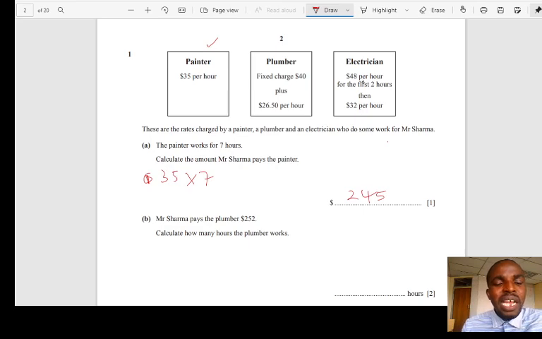Part B, Mr. Sharma pays the plumber $252. Calculate how many hours the plumber works. So check, the plumber is here. He's paid a fixed charge of $40 plus $26.50 per hour. In this case, the number of hours worked is unknown, so you let it be x. Let the number of hours worked by the plumber be x, which means 40, that's the fixed charge, plus the amount paid per hour, $26.50, times the number of hours worked, x, must give us the total amount paid, which is $252.